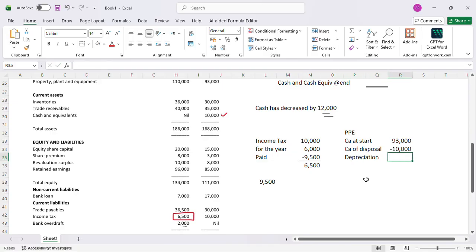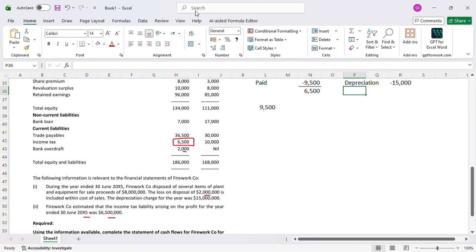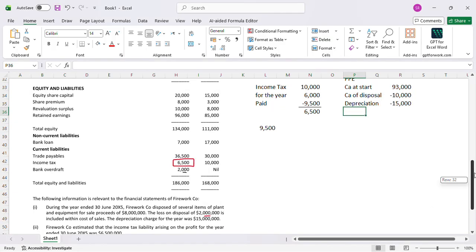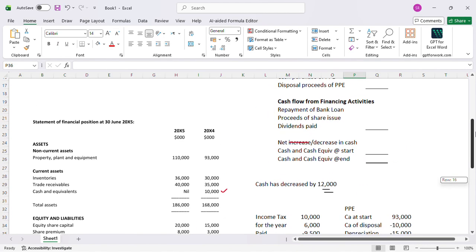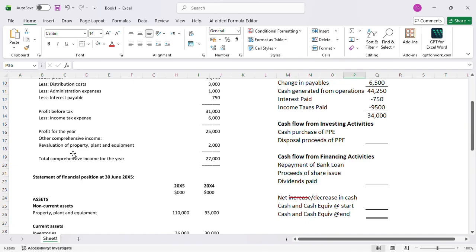Depreciation, that has reduced the amount of property, plant, and equipment. Now, there was a revaluation. Bear in mind, the revaluation, well, it doesn't give us anything in the notes here, but look at the statement of profit or loss. Where is it? We have a revaluation of property, plant, and equipment of 2 million.